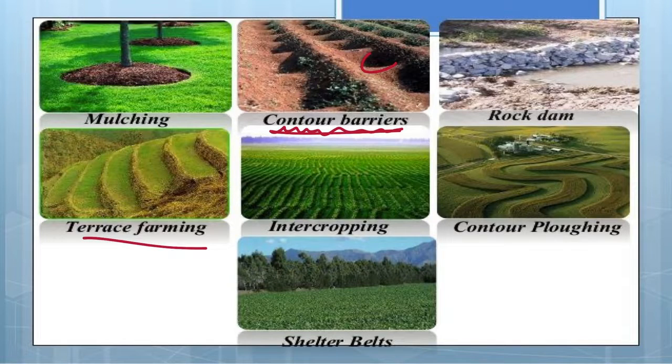Terrace farming. These are made on the steep slopes so that flat surfaces are available to grow crops. They can reduce surface runoff and soil erosion. Intercropping.